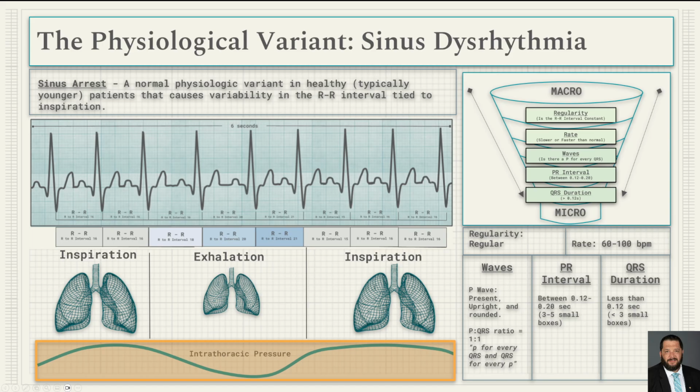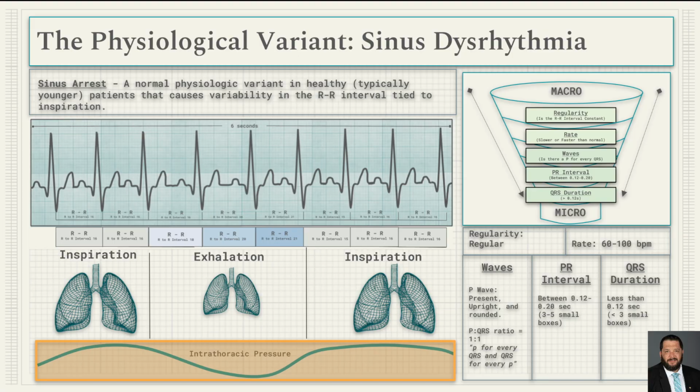Okay, there are also some physiologic variants when we talk about sinus rhythms. Remember that sinus is referring to a rhythm that originates in the SA node. That is the electrical foci. We've talked about sinus arrest, but there is also something known as sinus dysrhythmia. Sinus dysrhythmia is a variation in the R to R interval that's commonly found in young adults, particularly males, but also females, where the R to R interval can vary slightly based on the intrathoracic pressure.